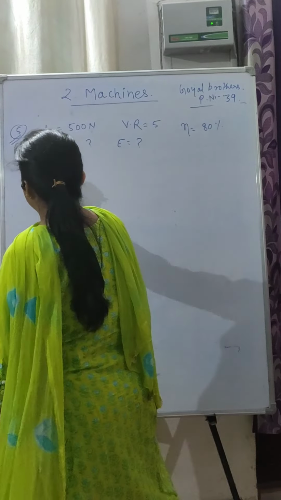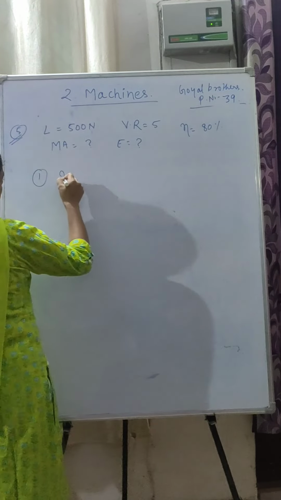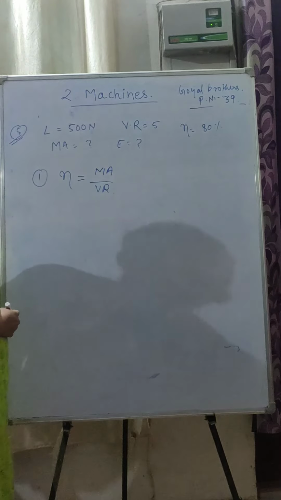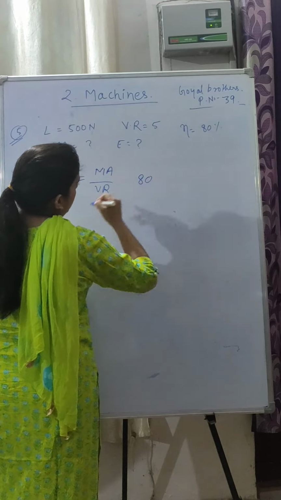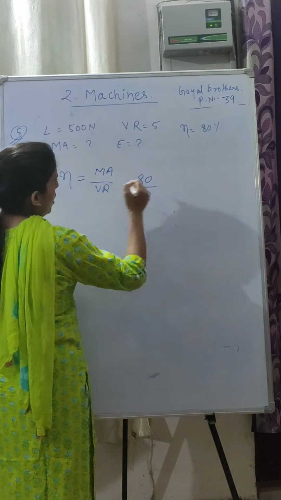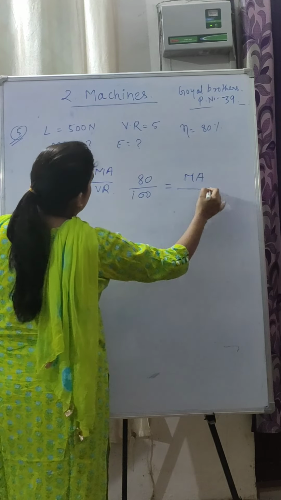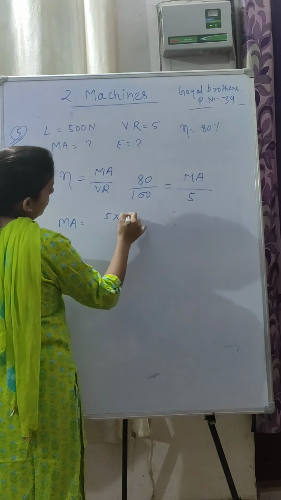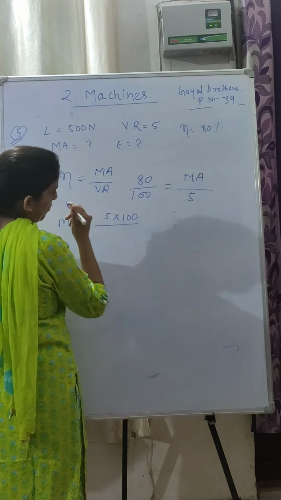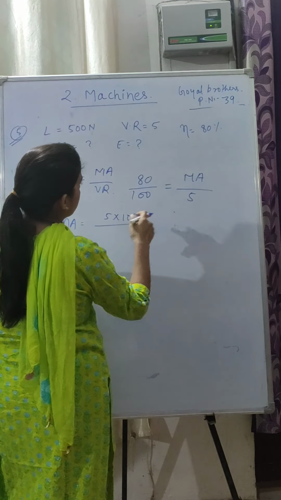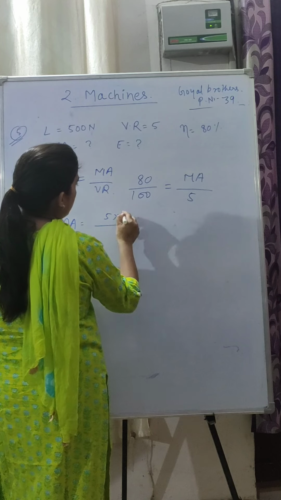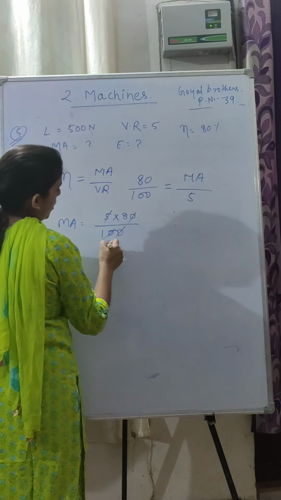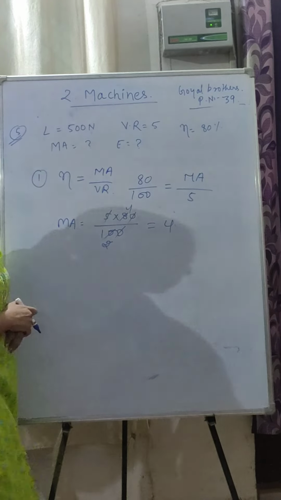The formula of efficiency is mechanical advantage upon velocity ratio. Efficiency is given as 80%, we can write 80 upon 100. Here the mechanical advantage is what we have to find out, and the velocity ratio is 5. So the mechanical advantage will be 5 into 80 upon 100. So the mechanical advantage is 4.